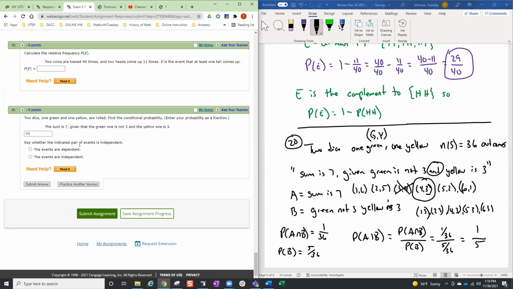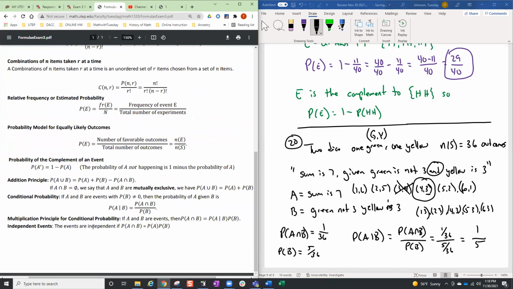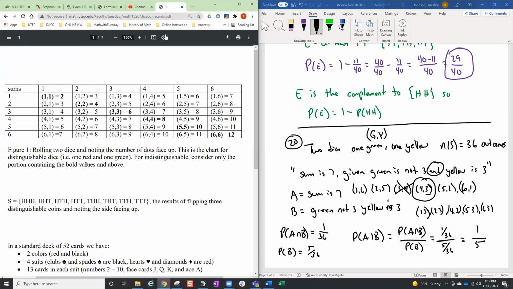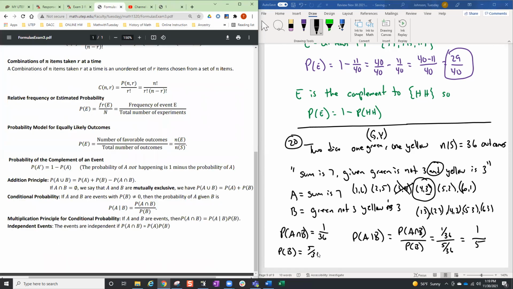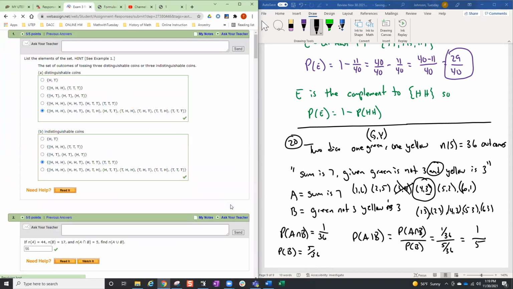Now, here's the question. Say whether the indicated pair of events is independent. Are they independent? How do we know this? On our formula sheet, we see that the events are independent if the probability of A intersect B, which we have here, is 1 out of 36. Does that equal the probability of A times the probability of B? No, it does not. The probability that the sum is 7, there are 1, 2, 3, 4, 5, 6 of those possibilities, 6 out of 36 times 5 out of 36. It doesn't equal the intersection. So the probability of A times the probability of B does not equal the intersection. So these two are dependent. They definitely depend on each other in order to make things happen.